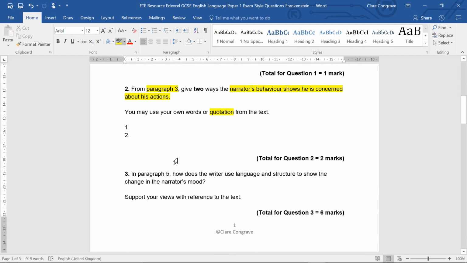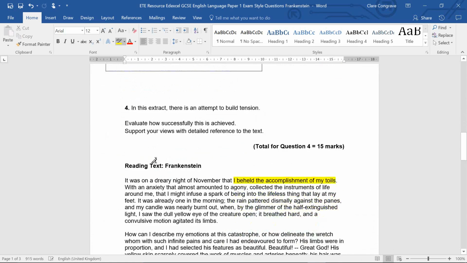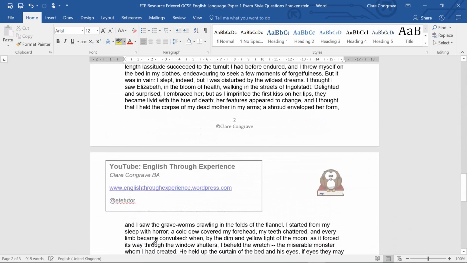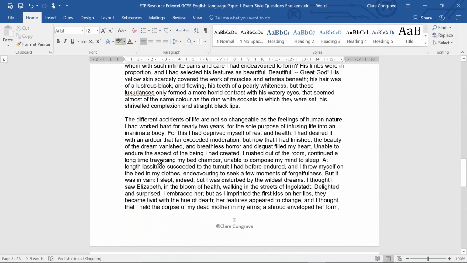Alright then, let's go down now and locate paragraph 3, and remember that we're focusing on the way the narrator's behaviour, so it's going to include his actions, his movements, that sort of thing, shows he is concerned about his actions. Okay, so let's find paragraph 3. 1, 2, 3, and as you can see, it's actually significantly longer than you would have in the text, but it's great for practice purposes. So I am now just going to suggest that we could find a couple of examples on what we can see here in paragraph 3.